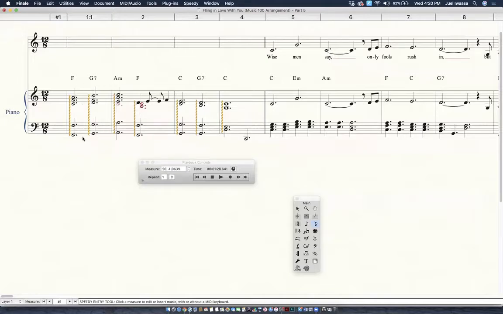And I put rolls on these. This is a symbol to roll your hand one finger at a time, so that it was a little gentler at the beginning. And I'll just play that for you so you can hear it. It's a little mechanical sounding, but you get the idea.